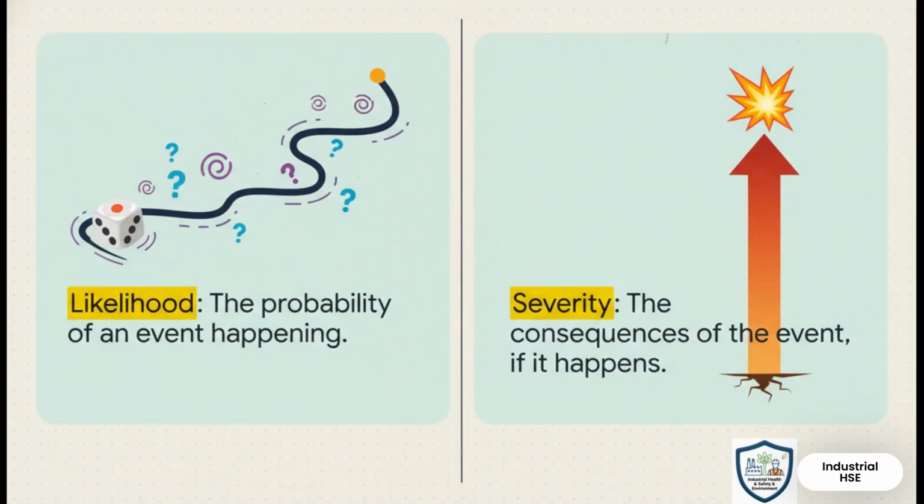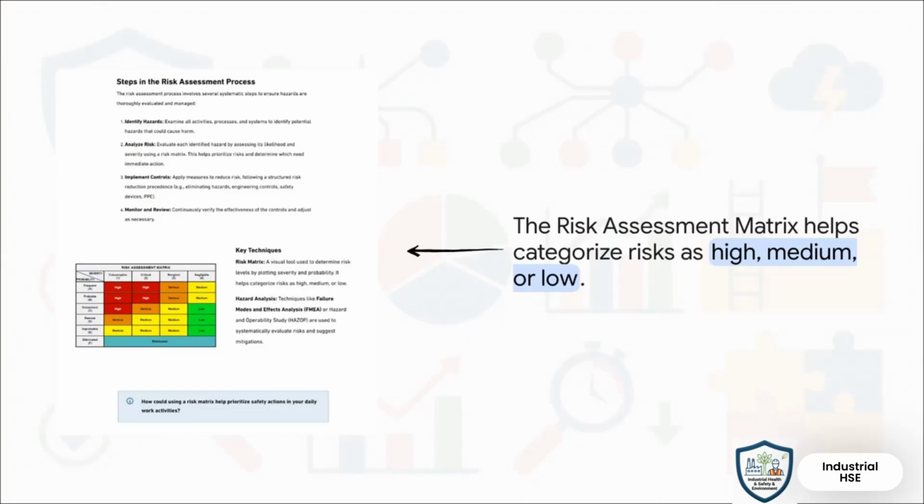On one axis, you've got likelihood. Basically, what are the odds of this thing actually happening? And on the other axis, you've got severity. If it does happen, how bad is it going to be? And here's what it looks like when you put those 2 things together.